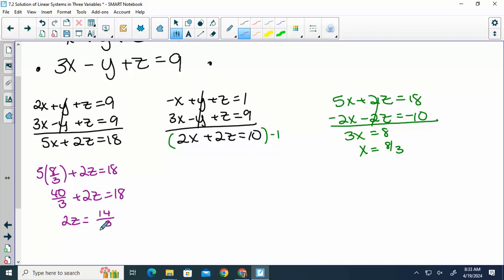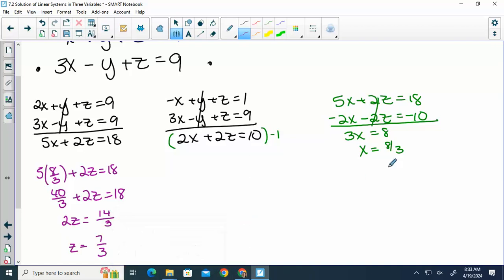14/3. Yes, okay. And then to get rid of the 2, we divide by 2 or multiply by a half, and it gives us 7/3.